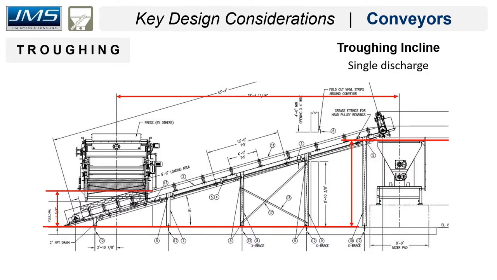Here's a typical simple run. Same thing you could do with the screw conveyor. This is a troughing belt conveyor, point A to point B. Again, we need dimensional information to assist with design, inlet points and discharge points.